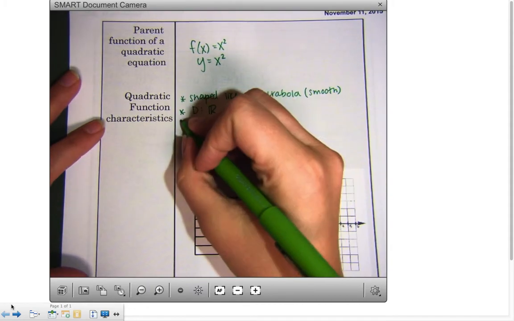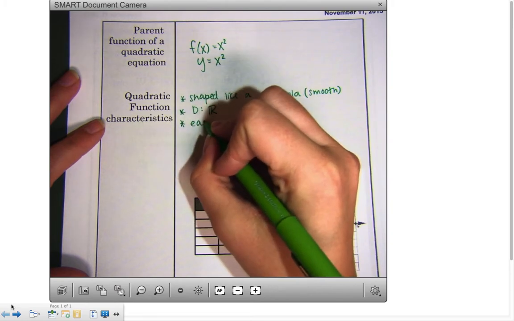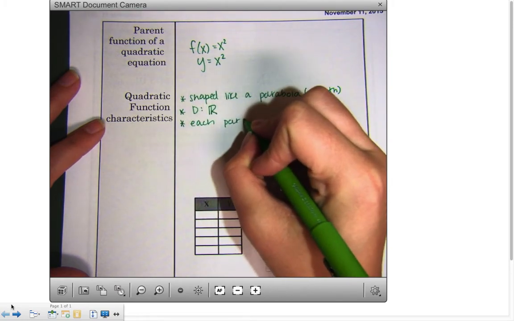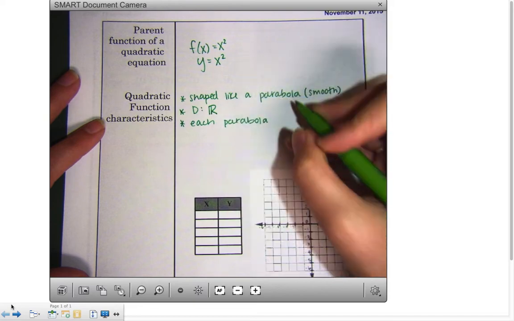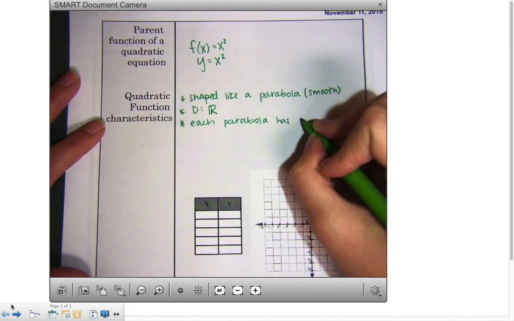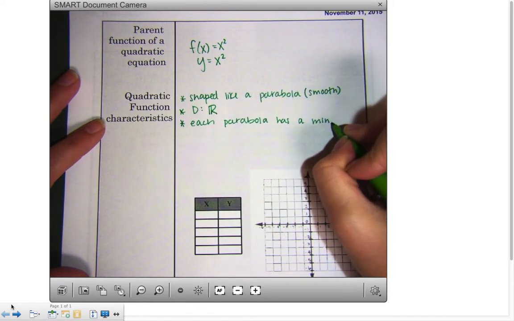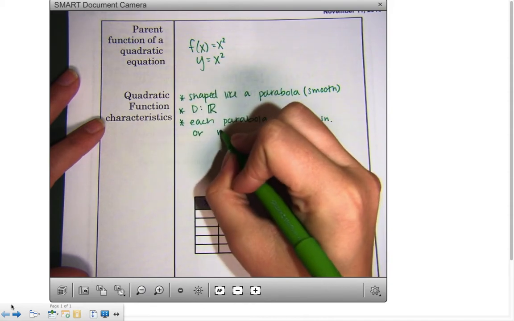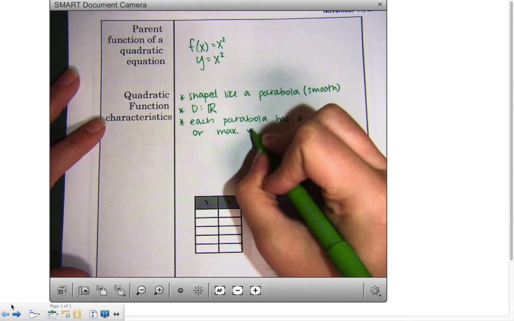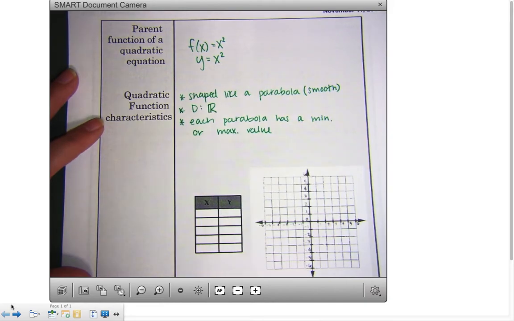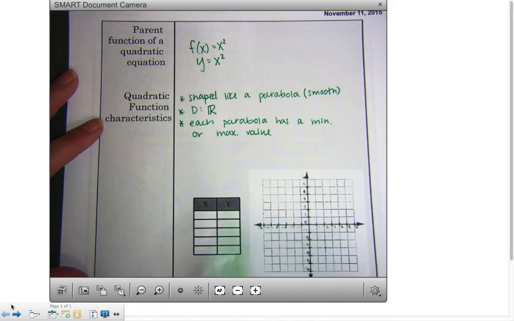And then the last thing you need to know is that each parabola either has a minimum or a maximum value. Minimum or maximum value. That's what we'll find by hand and in the graphing calculator.